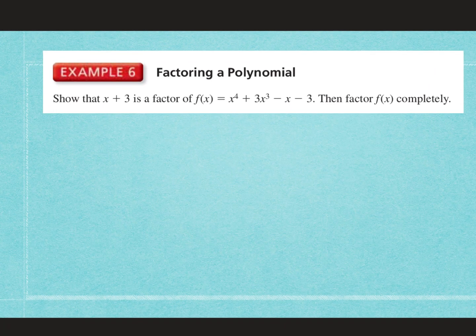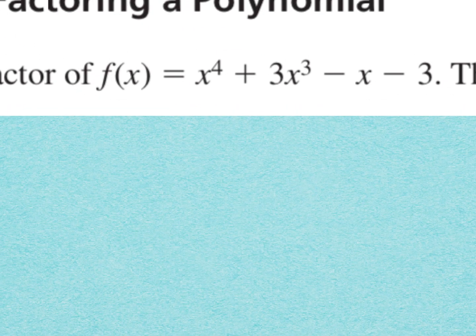All right, let's do the last one. It asks you to do 2 things, and we're done. You're going to show that x plus 3 is a factor, and then factor completely. So there's 2 steps here. What did I tell you at the very beginning when we started this? How many answers should I have for this question? 4. The highest exponent tells you how many answers.